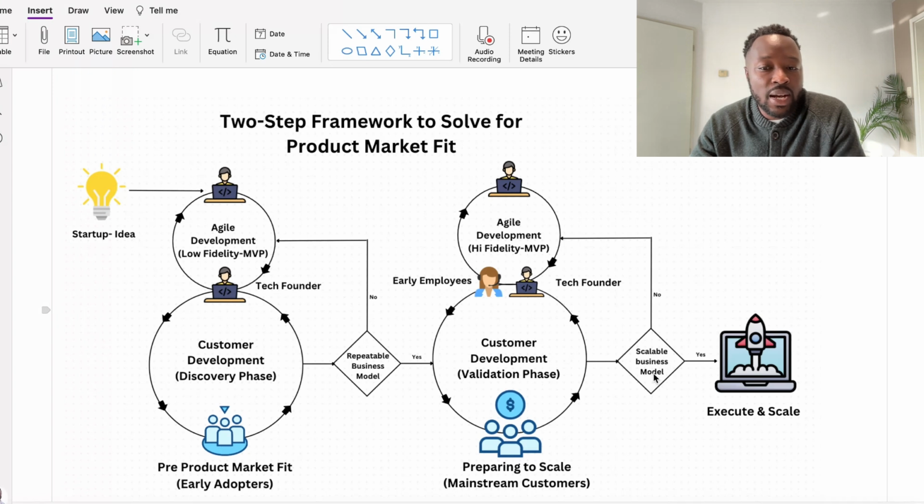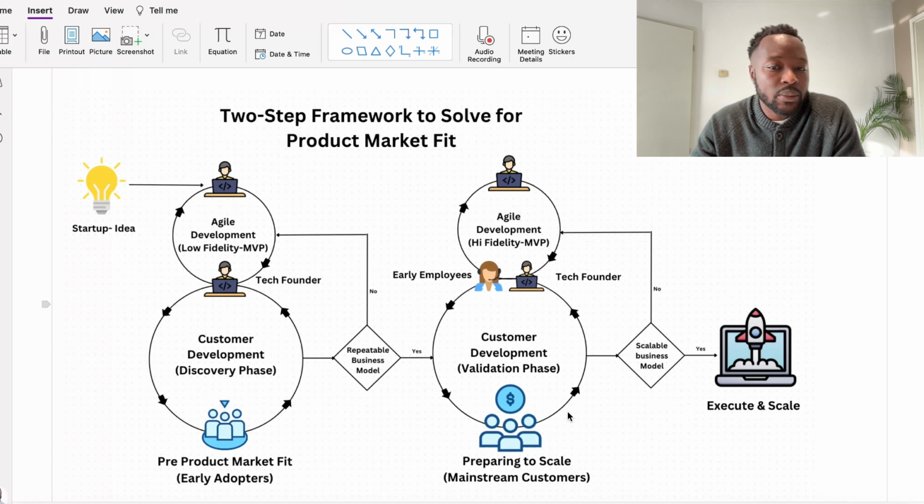Then you should be able to answer the question: is my business model scalable? Scalable in the sense that, can I really do this by targeting the mainstream customers? If yes, if my business model is scalable, then I can execute and learn.